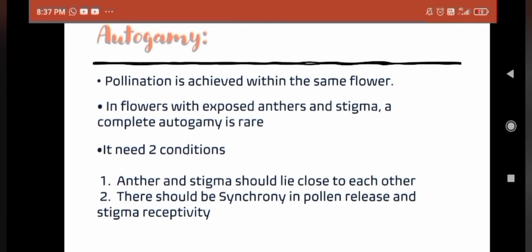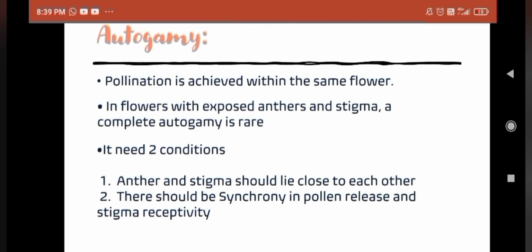Pollination is achieved within the same flower. It means when the pollen grains are transferred from anther to stigma of the same flower, it is known as autogamy. Now, in flowers with exposed anther and stigma, a complete autogamy is rare.